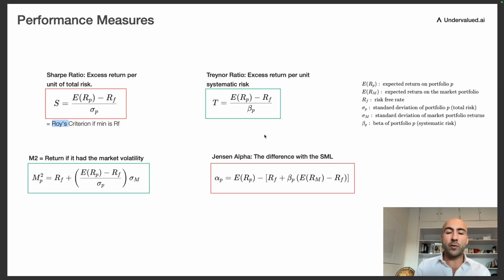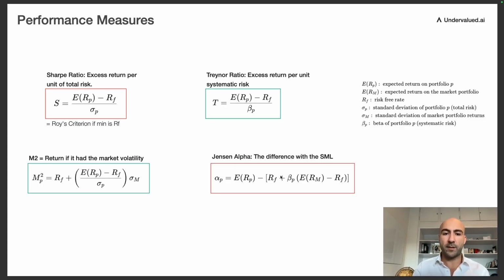The Treynor ratio and the Jensen alpha shift the focus. As you can see here, instead of sigma, they use beta, so it shifts the focus from total risk to systematic risk. The Treynor ratio is the same idea. It tells you how much excess return per unit of market risk, so not total risk, but market risk.